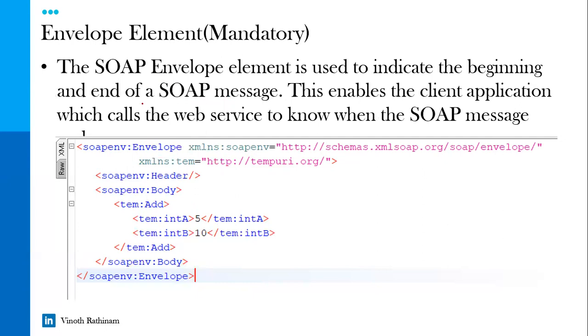Now, this envelope element is mandatory. You must mention it or else it will not work. It is an element used to indicate the beginning and end of the SOAP message. Yes, it's the beginning and the end of the structure. This enables the client application which calls a web service to know that when you send a message, the server, when it sees an XML file coming, will go and read it. Yes, envelope is that, and this is the message I wanted.